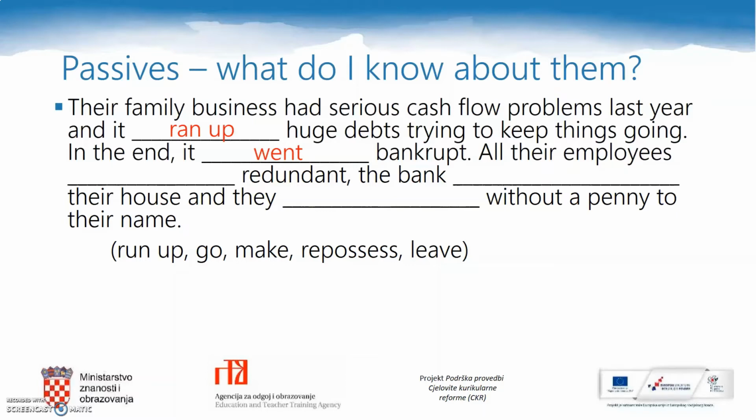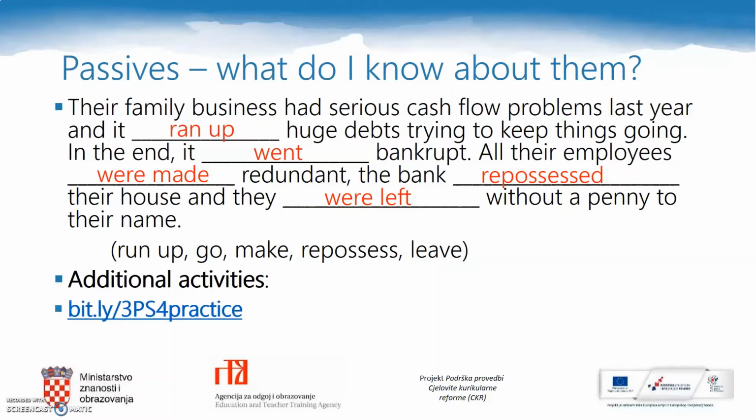All their employees were made redundant. The bank repossessed their house and they were left without a penny to their name. You notice that we didn't use passives in all the sentences. You have additional activities following this link.